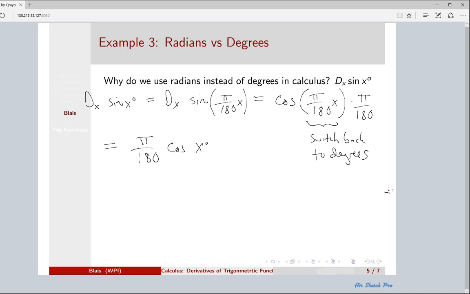So the result for differentiating sine or cosine when you have your angle measured in degrees spawns this pi over 180 constant. When you work in radians, the derivative of sine of x is just cosine of x. So this is one of the main reasons why you want to work in radians rather than in degrees.